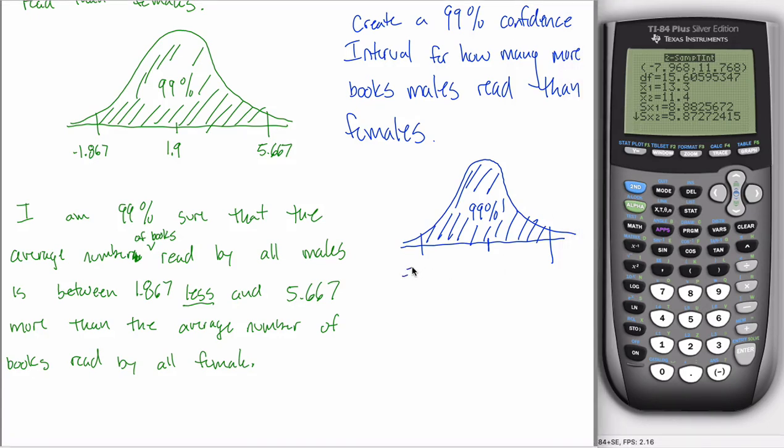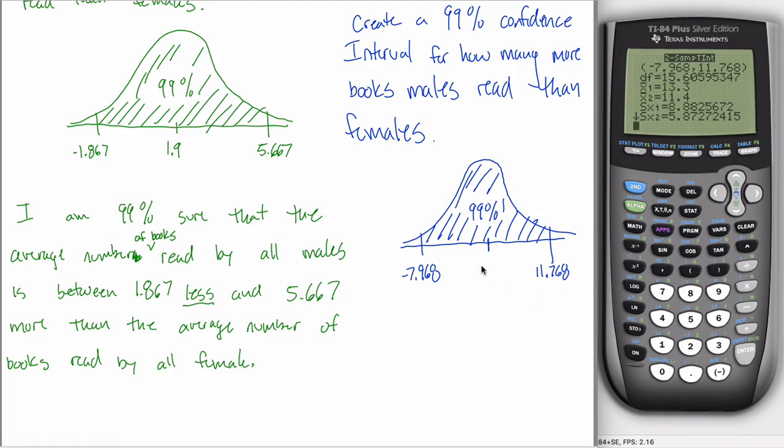So I got negative 7.968. And then 11.768. So these are the bounds of my interval. It doesn't explicitly tell me what my point estimate is. And that's kind of unfortunate. Over here, it gave me my point estimate, the 1.9. It doesn't tell me it here. You can figure it out a few ways.